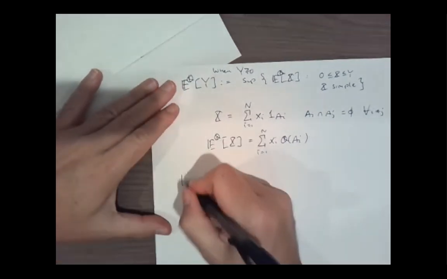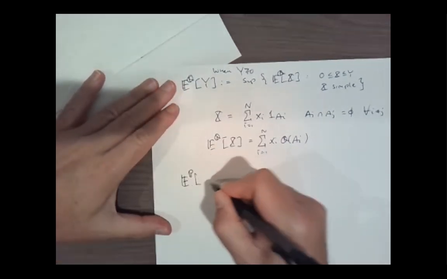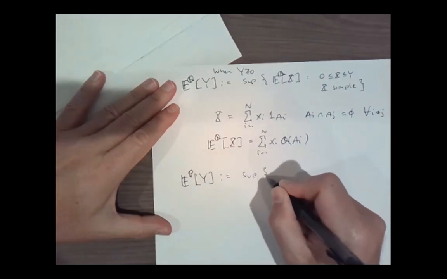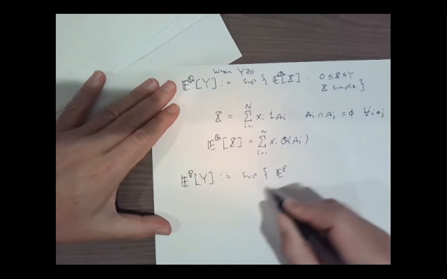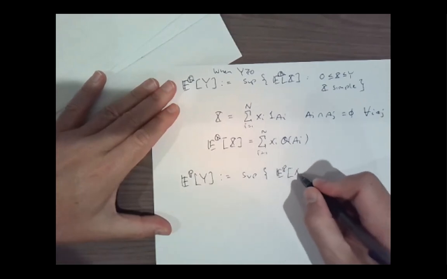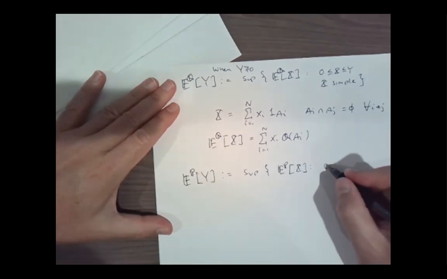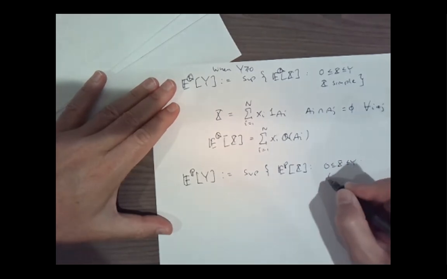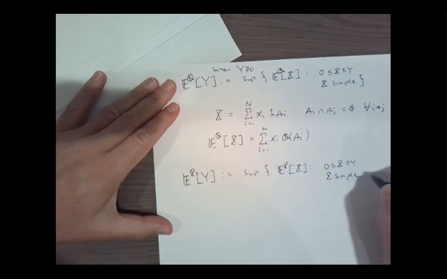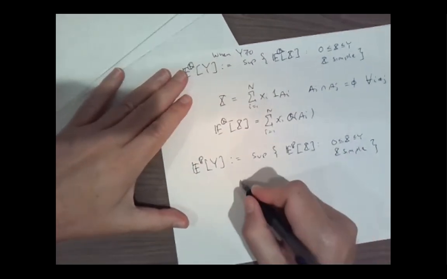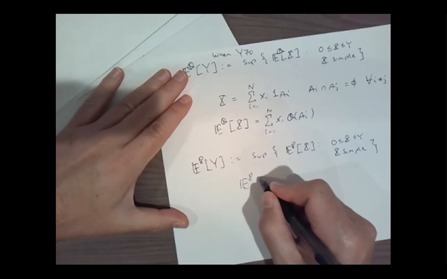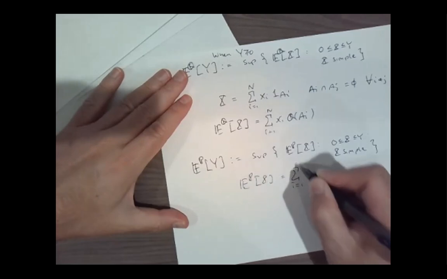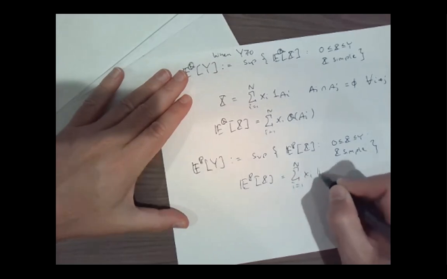Just as what we had before, the expectation under P of Y, this was the supremum over E of X, X simple. We just typically don't write that P up there, but nothing prevents us from doing it. And then the expectation of a simple guy under P would be very similar to above, except we're putting a different measure in here.